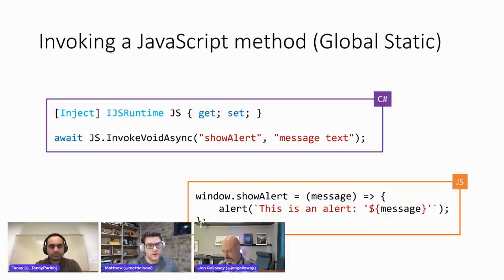But the first thing we have to do is somehow get the IJSRuntime. And this is super easy with Blazor. You slap an inject in front of it and let the machine take care of it. Then when you need to call something, say pop up an alert or perform some JavaScript action, use that JS object and call InvokeVoidAsync. That will tell JavaScript, hey, I want you to execute this particular function. So that's really easy. The hardest part was the JavaScript, if you don't know JavaScript.